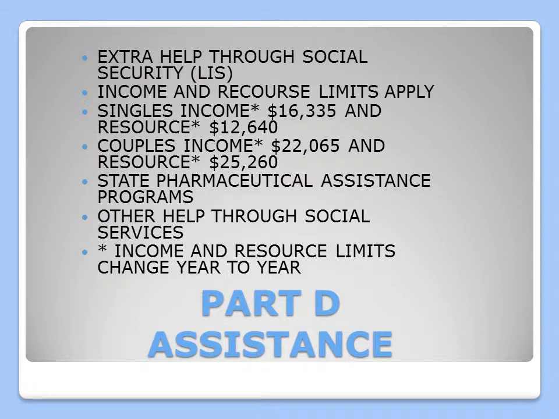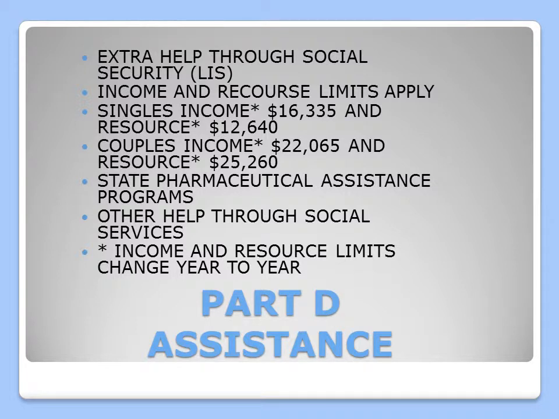There are state pharmaceutical assistance programs. These are obviously run state to state. They do have different qualification levels, and again, they're for people with lower incomes. There's other help through social services. You can contact your local social services office and see if you might apply for other resources that might be available. And obviously those resource limits and income limits change from year to year, so keep abreast of the changes through Medicare.gov, or they're usually published in the Medicare and You guidebook each and every year.